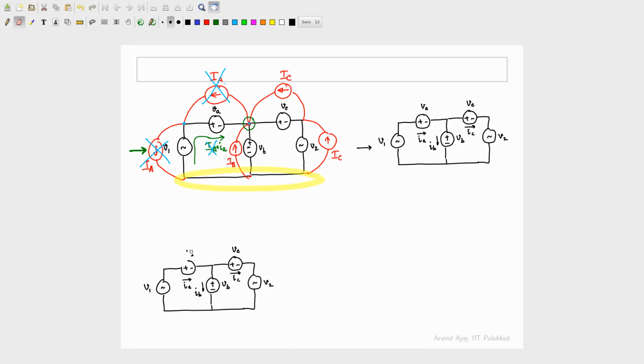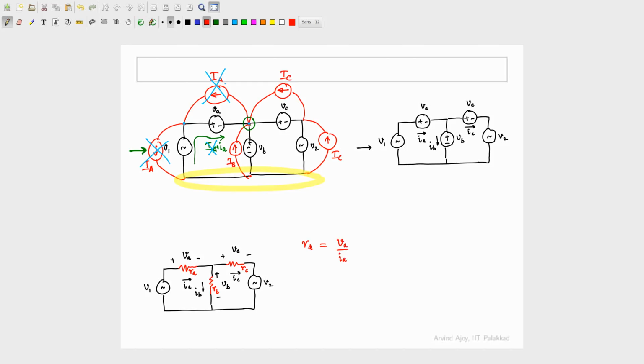So if I have an element through which current is something and voltage is something, I can replace that with any other element having the same voltage and current, right? So I can replace this one with a resistor. Similarly, I can remove this and replace that also with a resistor. And finally, I remove this and replace that with a resistor.